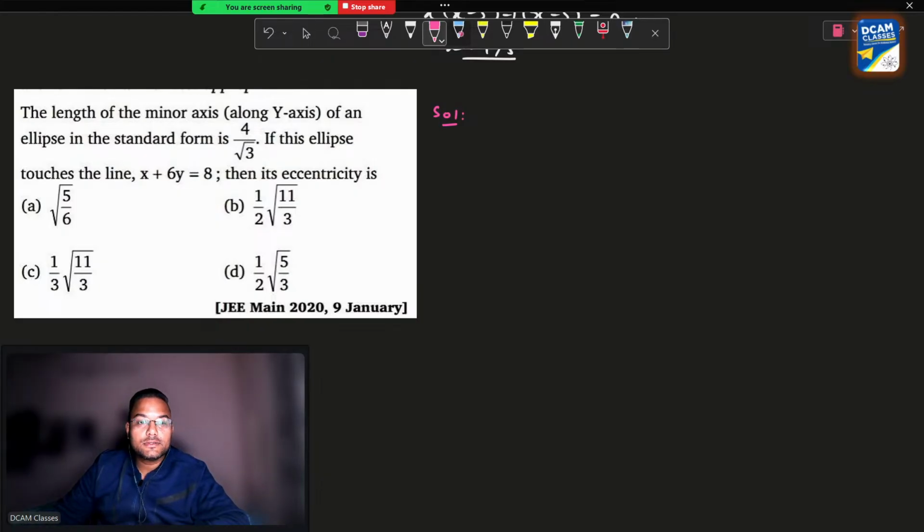Length of minor axis of the ellipse in the standard form is 4 by root 3, means 2b is equal to 4 by root 3 is given. If this ellipse touches the line 6y is equal to minus x plus 8, then its eccentricity is? Okay, it's easy.